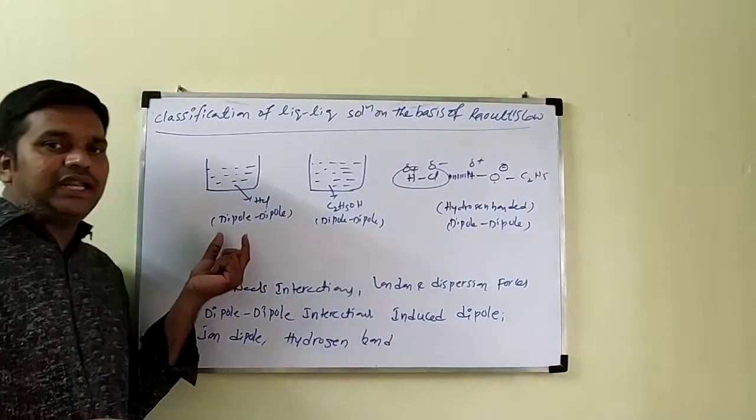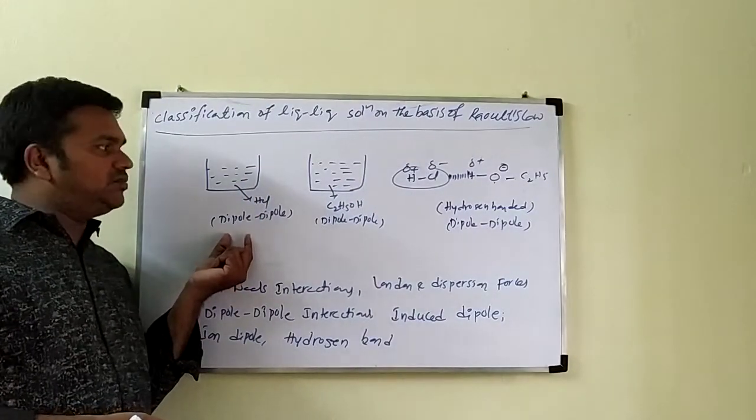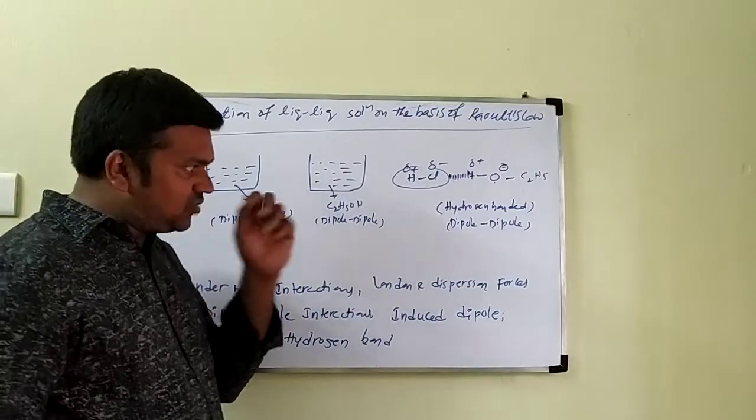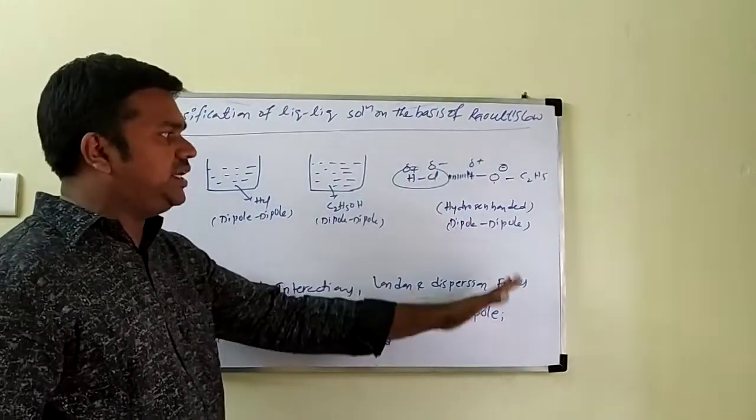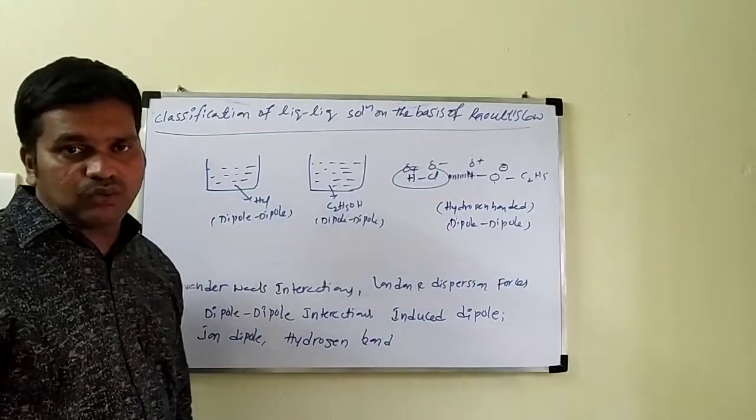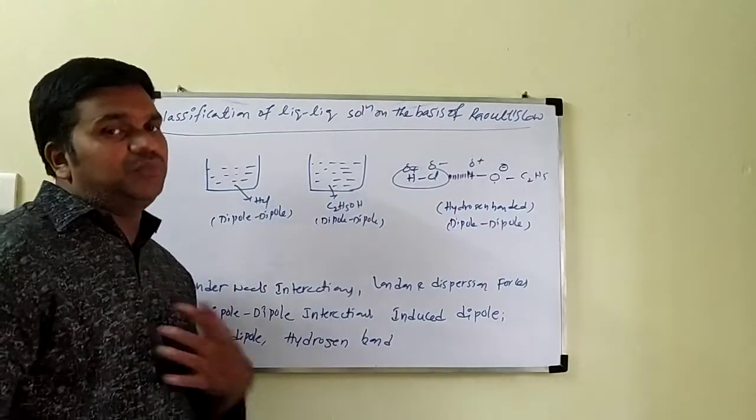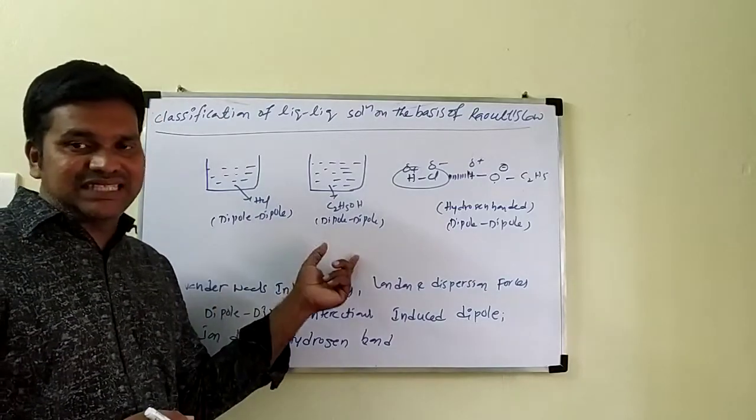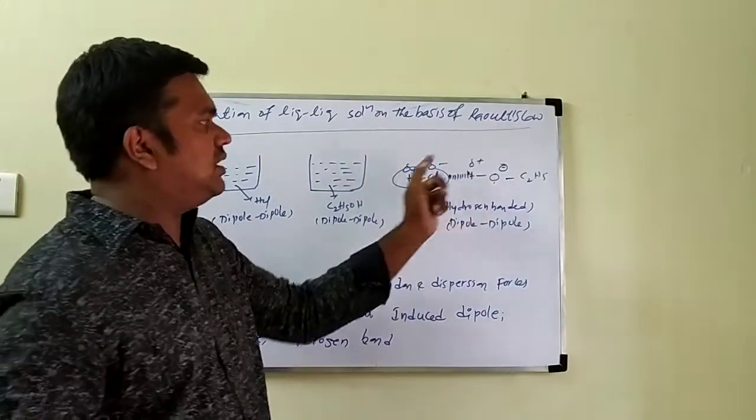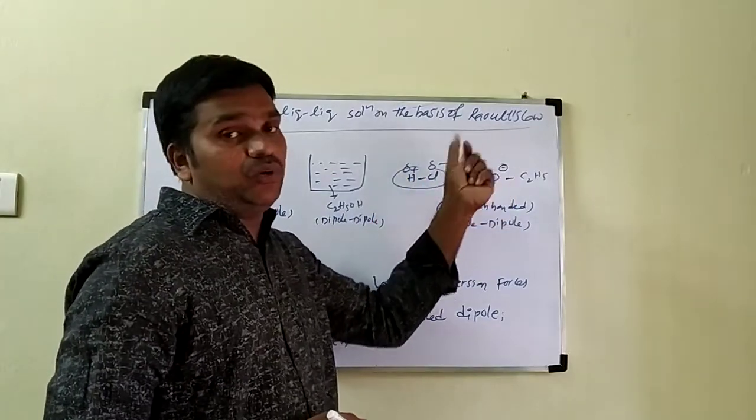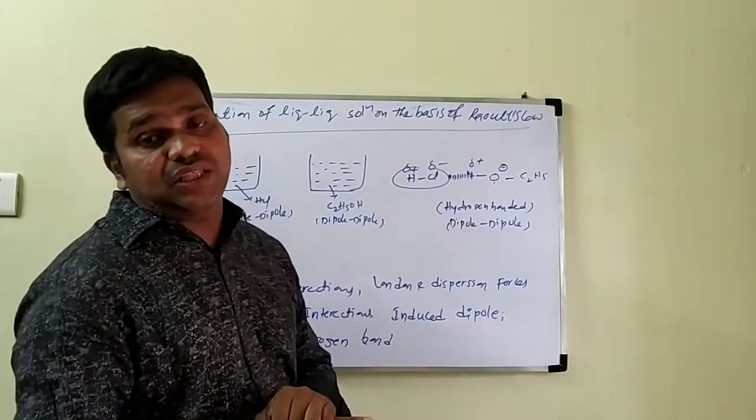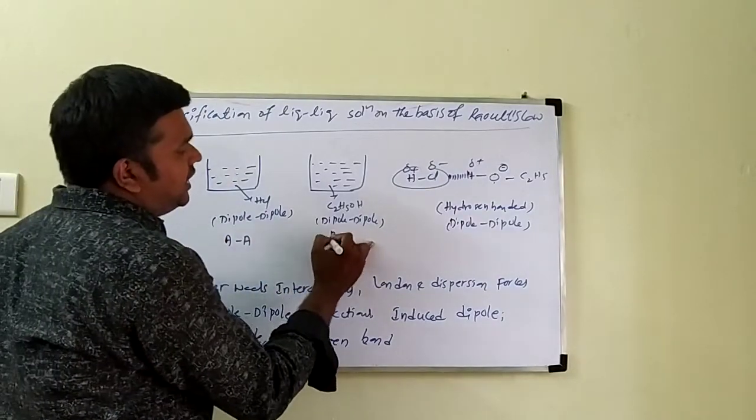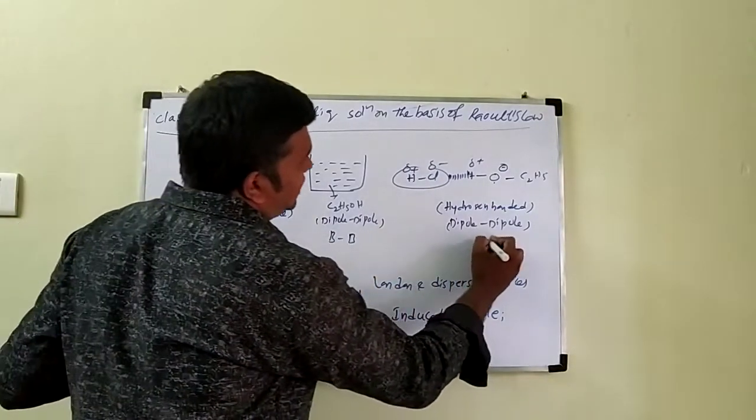Now let us see, dipole forces are there in one liquid and dipole forces in the other. Finally you are mixing these two, then you get hydrogen bonded forces and dipole forces. From this I want to say that the HCl and C2H5OH interactions are the same as in the solution. Let us take it as A-A and B-B.